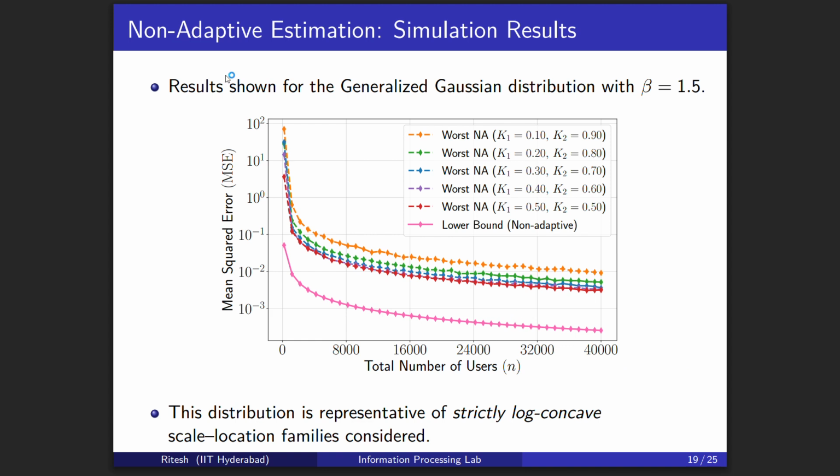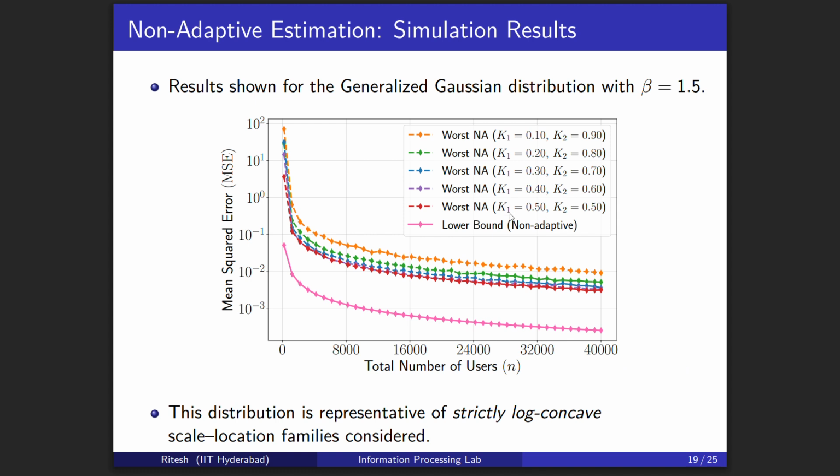Now for non-adaptive estimation, we have observed that with beta equal to 1.5, if we do partitioning with different fractional values k1, k2, then what will happen? The trend will be the same, but we will get the best result when k1 and k2 are equal.